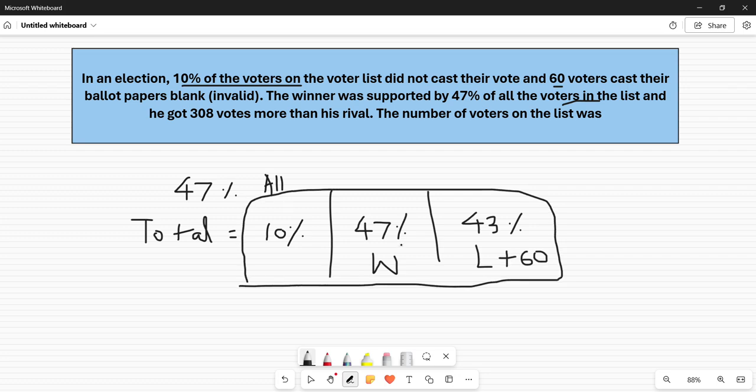Now, having this consideration, he got 308 votes more than his rival. So winner is 308 more. There is another key thing you need to consider. So imagine there is A and B. Say if A is the winner, he got 200 votes. B got 100 votes. You can say A got 100 votes more, right?